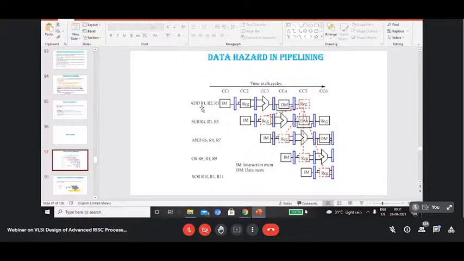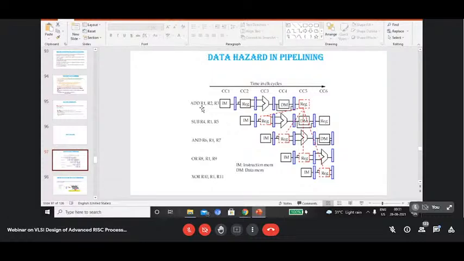Because R1 plus R5 means what? Executions. We have stages, what are they? Instruction fetch, instruction decode, operand fetch, execution, write back. So write back means R1 will be updated at the end of the 5th clock cycle. And here, where you are requiring it, it is at the end of 4 clock cycles. So R1 is not yet ready. So that is the problem.